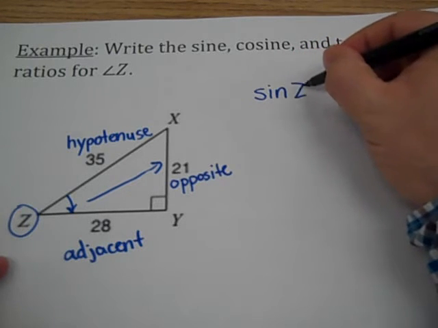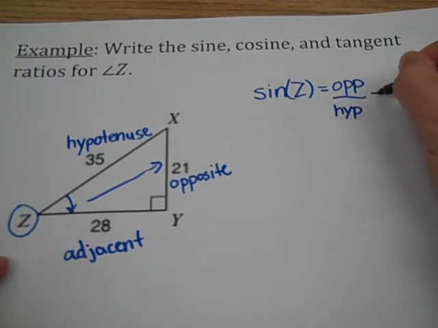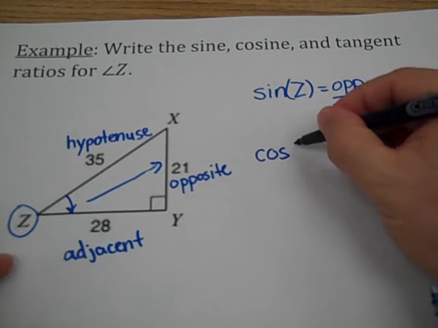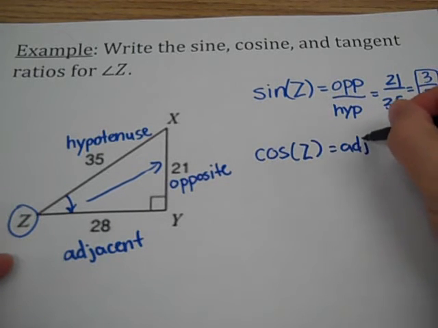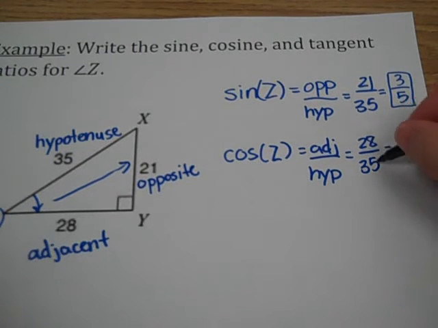So the sine of angle Z is the opposite, and I'll abbreviate, opp over hypotenuse. The opposite side is 21. The hypotenuse is 35. And then, of course, we always simplify fractions. 21 and 35 are both divisible by 7, so this sine value is 3 over 5. The cosine of angle Z is the adjacent side over the hypotenuse. The adjacent side is 28. The hypotenuse is 35. We're going to simplify that. Both divisible by 7 again, this time 4 over 5.